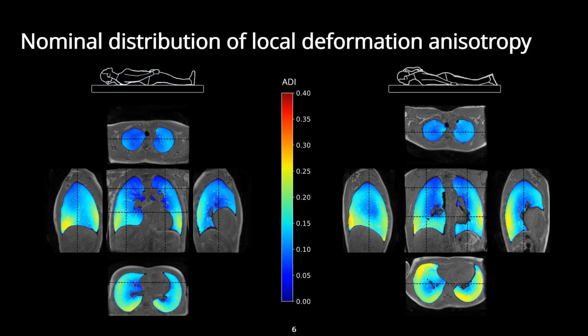Finally, the anisotropy of deformation is not sensitive to gravity. Larger values are found in the posterior segment for both positions, due to the constraints of the rib cage. We also have high values close to the diaphragm.